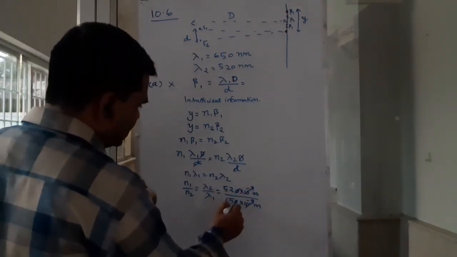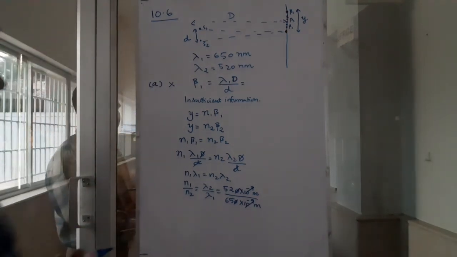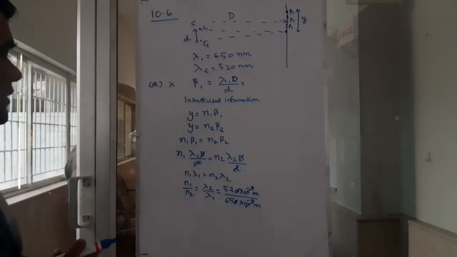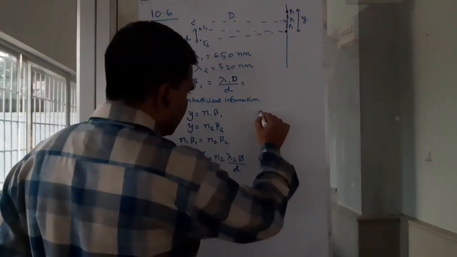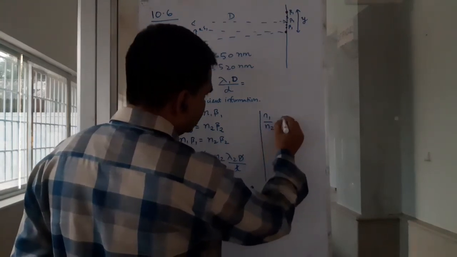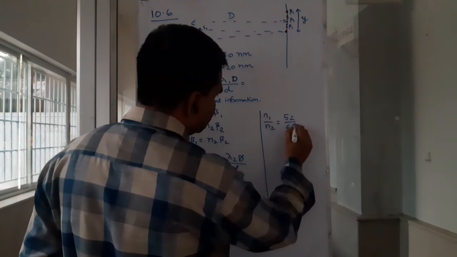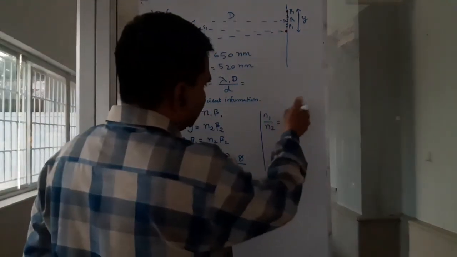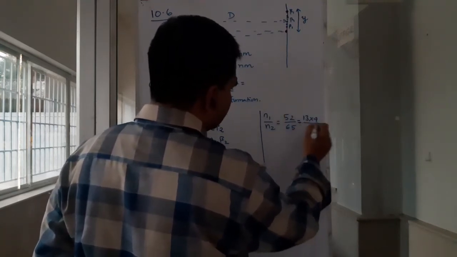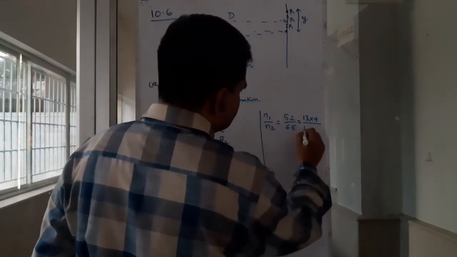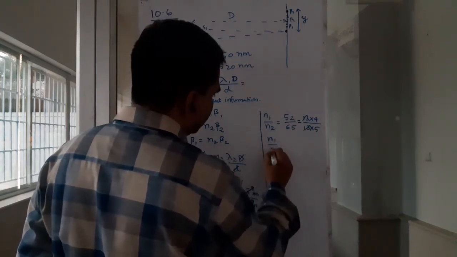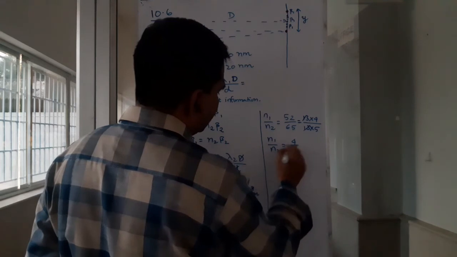So this will go away, and again I can cancel this. And what am I left with? I'm left with 52 by 65. So n1 by n2 is equal to 52 by 65. If I divide by 13, then 13 into 4 gives me 52, and 13 into 5 gives me 65. So I can remove this. So n1 by n2 is equal to 4 by 5.